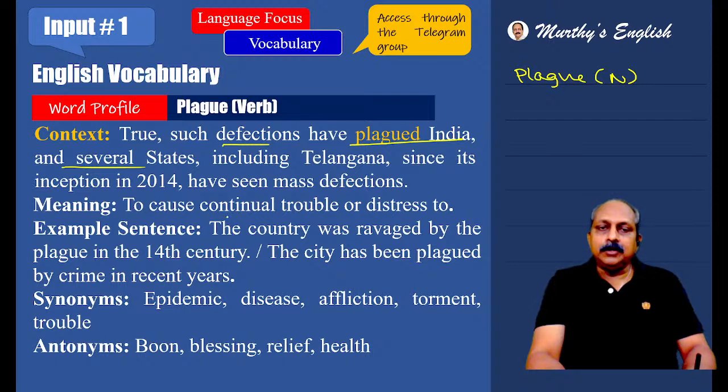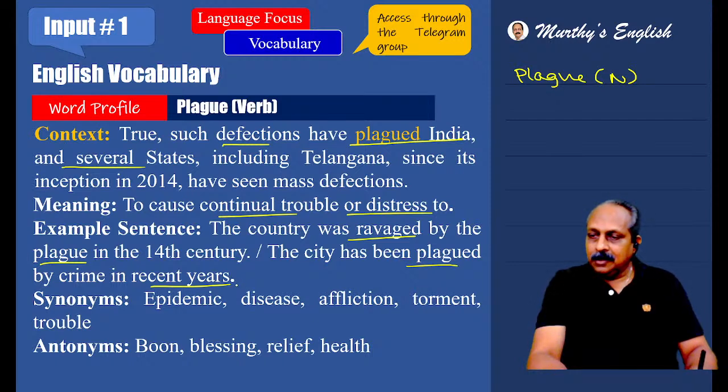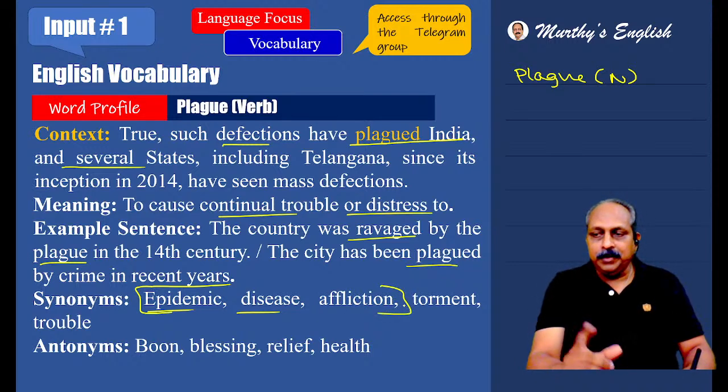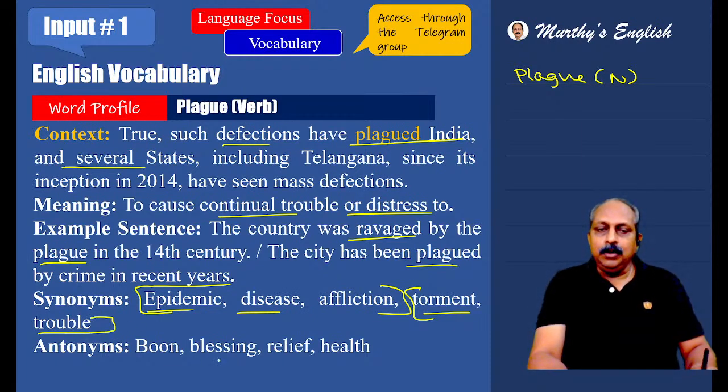Look at the meaning: to cause continual trouble or distress to, for a long time. The country was ravaged. Ravage is an important word. Usually it goes with natural disasters and to destroy, to devastate, to make a negative impact. The country was ravaged by the plague in the 14th century. One example, here used as a noun, a disease. The city has been plagued by crime in recent years, used as a verb, troubled by crime in recent years. Context is this: epidemic, disease, go with affliction, one group, first meaning. Torment, trouble, second meaning. Antonyms: boon, blessing, relief, health.